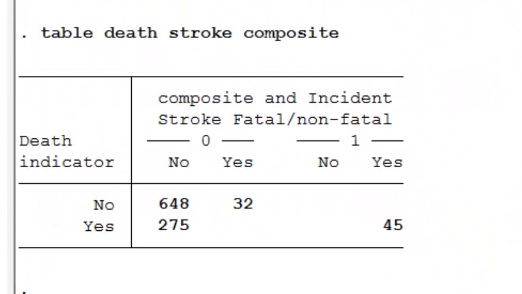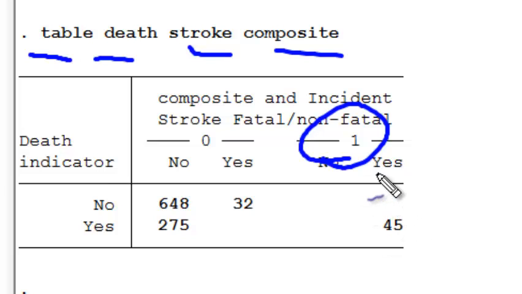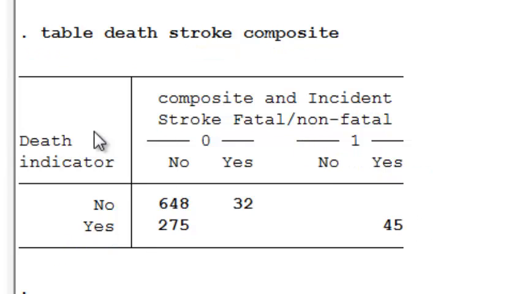If I run the table command on death, stroke, and the composite outcome, I see that my composite is only defined as 1 for those patients who died and had a stroke. So I've defined my composite outcome correctly.